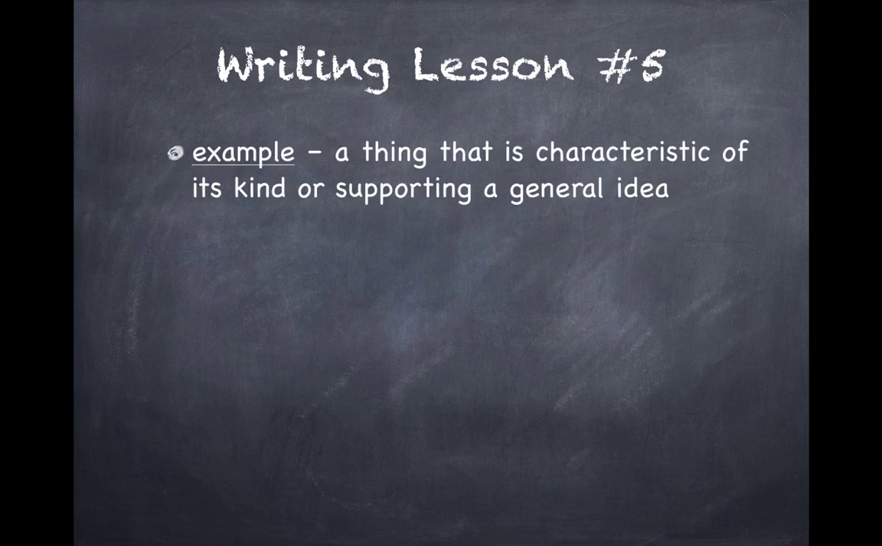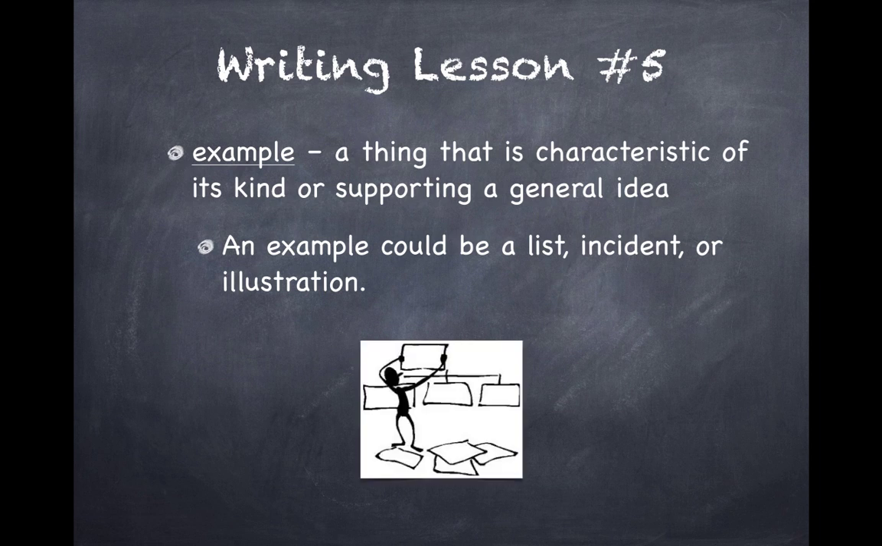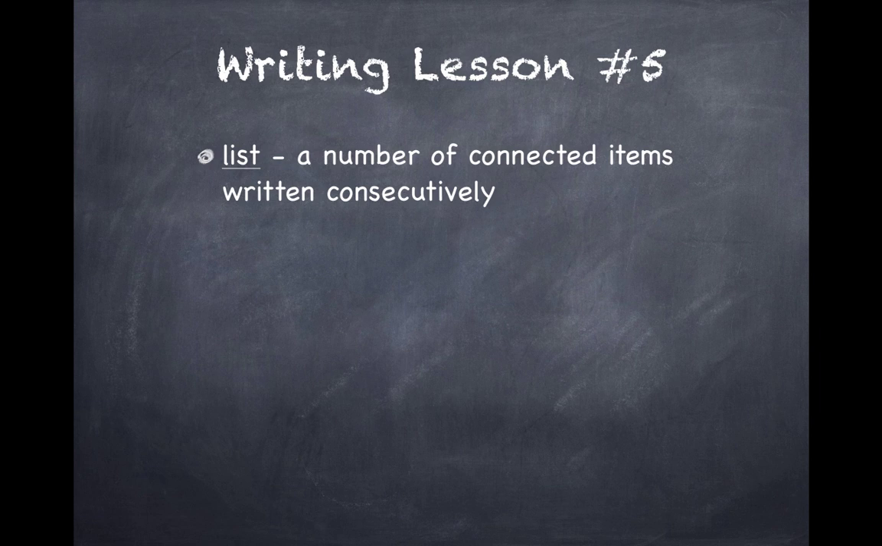An example is going to be a thing that is characteristic of its kind or supporting a general idea. So an example could be a list, an incident, or an illustration. So think of this visual. If you were organizing your information, you would have a topic at the top, and then you might have some branches down where you list some examples of that broader topic. So if you were to list things, you might have a number of connected items written consecutively. For example, you would usually have about 3 different things in that list, and that would further your idea.